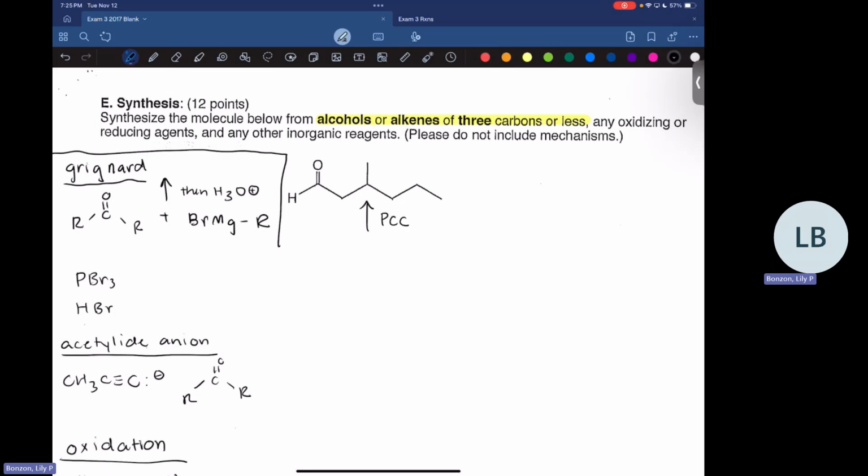So for this first one, we see that we have an aldehyde at the end of our chain. To turn that back into an alcohol, we're going to need to use an oxidation reaction. But since this one is an aldehyde, we're going to use PCC. If we had done Jones, this would turn the aldehyde all the way to the carboxylic acid, which would be wrong. Since we just want the aldehyde, we're going to use the milder reagent, which is PCC.